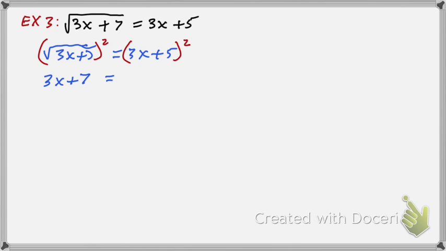That just gives me 3x plus 7. But on the right-hand side, you can FOIL it, or you can say, well, that's going to be a perfect square trinomial. So that's going to be my first term squared. That's going to be my last term squared. I multiply the two terms together and get 15x, and then double that. So I can do it that way. Or I could FOIL, if you feel more comfortable with that.